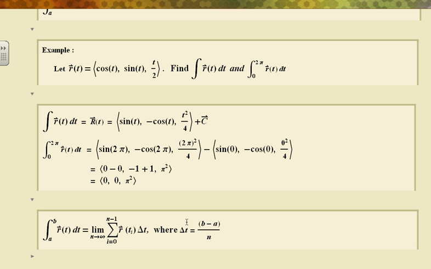So in the 2D version, these can be interpreted as rectangles with that width delta t. The vector function, we're not really going to get rectangles out of these guys. We're going to be adding up vectors.